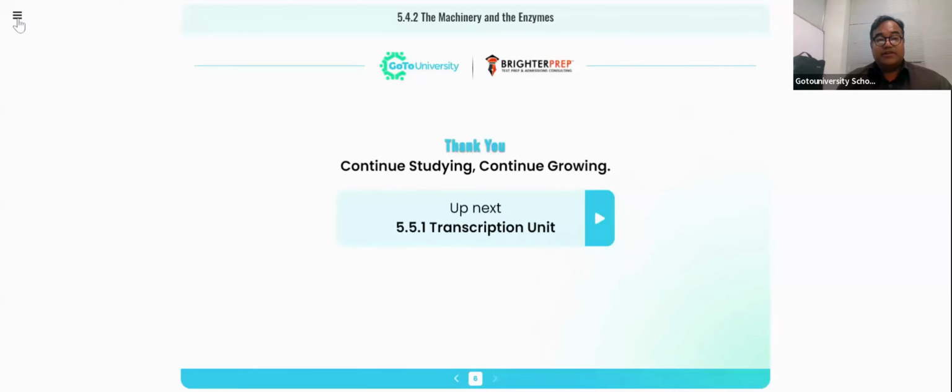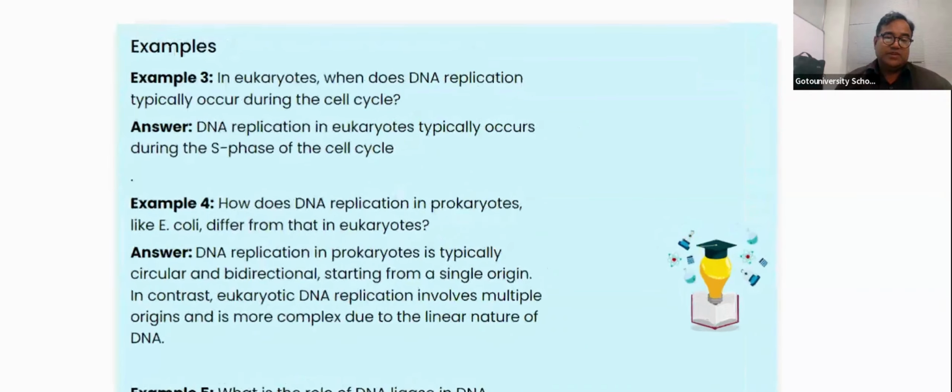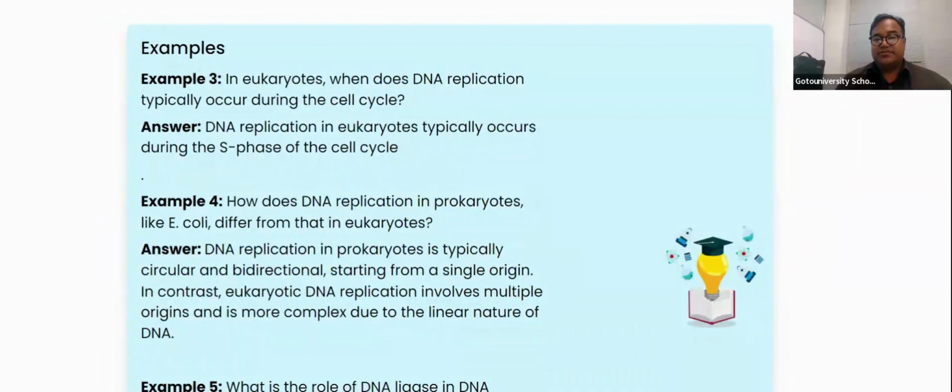For that, we need some question practice. First, we'll go for some worked examples. When does DNA replication typically happen during the cell cycle? DNA replication in eukaryotes typically happens in the synthetic phase of the cell cycle. The S phase is a part of the interphase in the cell cycle. Before the mitosis, interphase is happening.